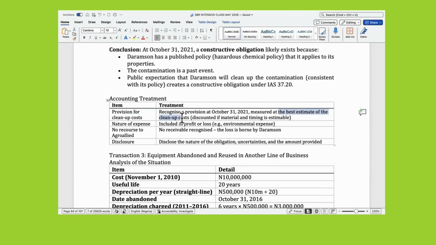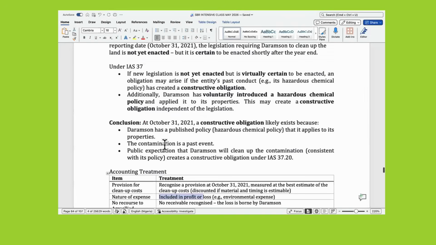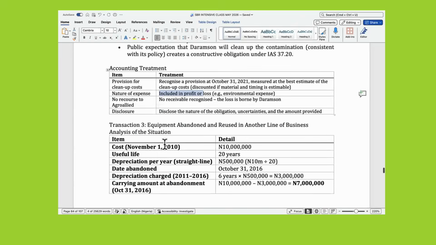Okay. So if the cleanup is happening much more in the future, you can discount that amount to present value, but if it's in the near term, there's no need for such discounting. Nature of expense, so you will include it in P&L also. And basically, that's the story. So I gave you lots more details here.